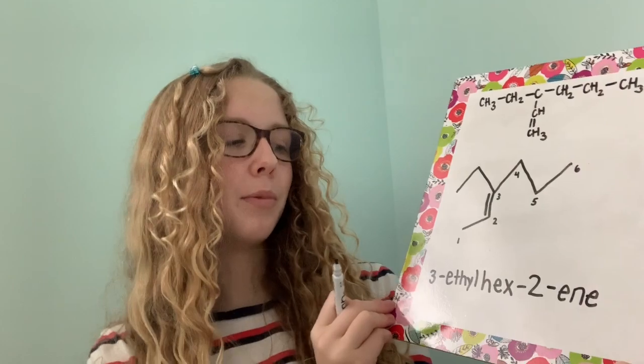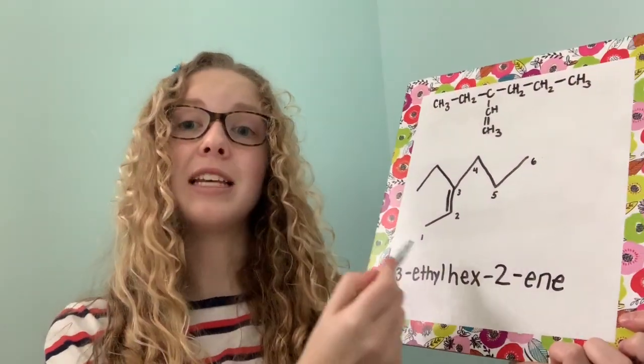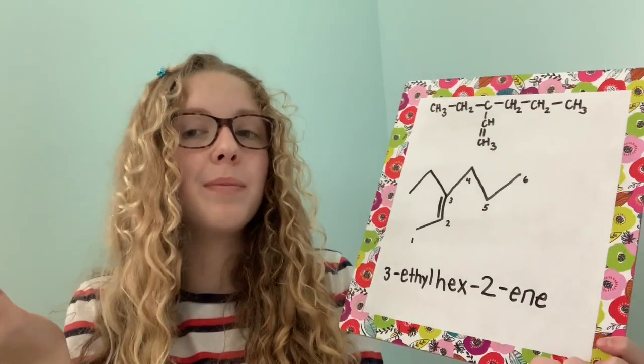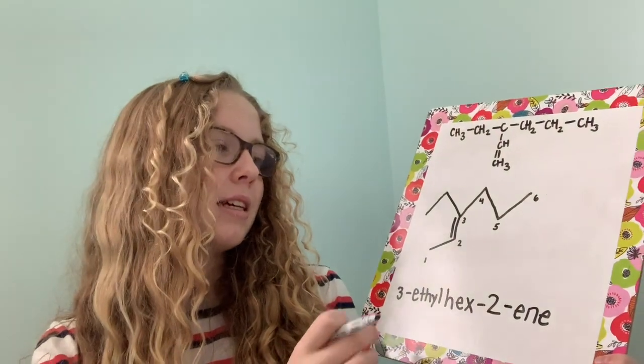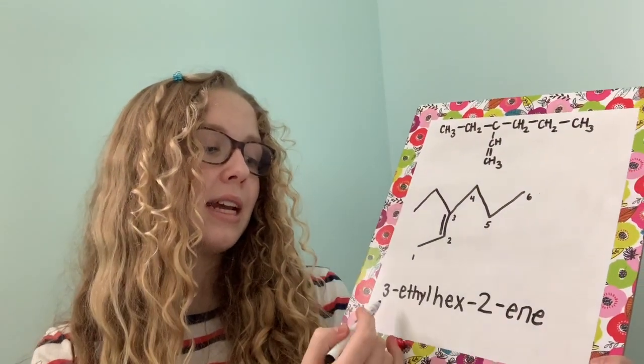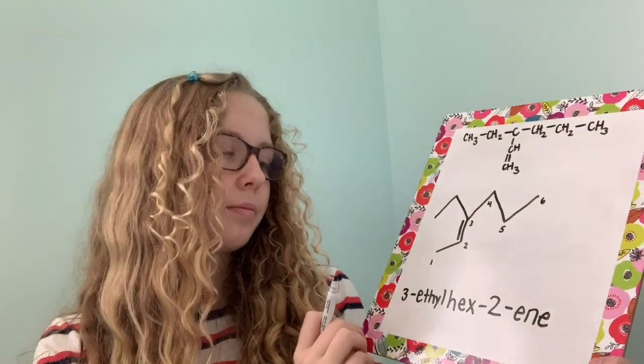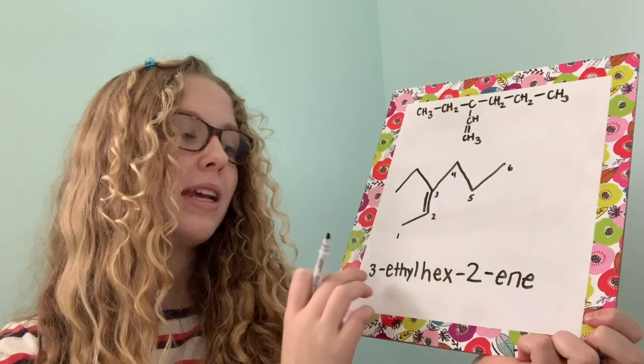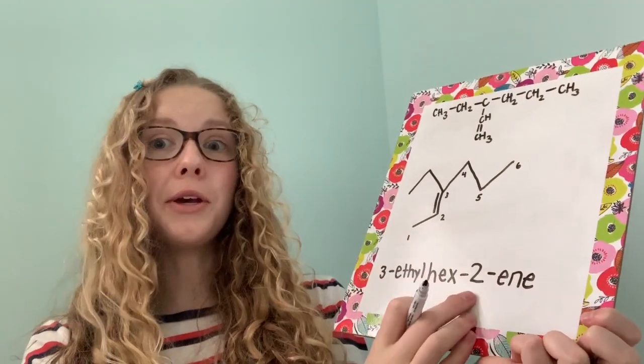So for this example, you can see that I've counted this way so that the double bond is in the longest carbon chain on purpose, and this substituent is ethyl. So the final answer is 3-ethyl hex 2-ene.